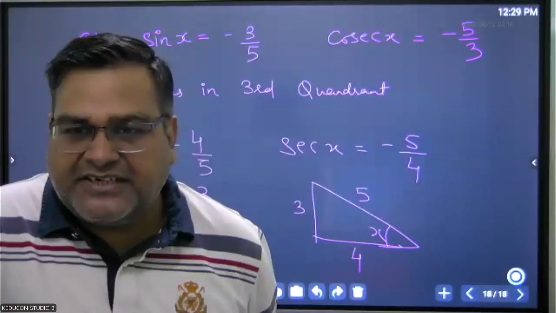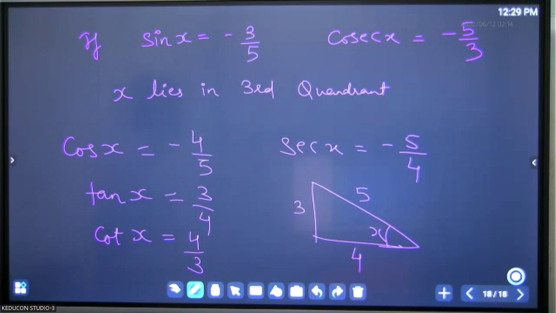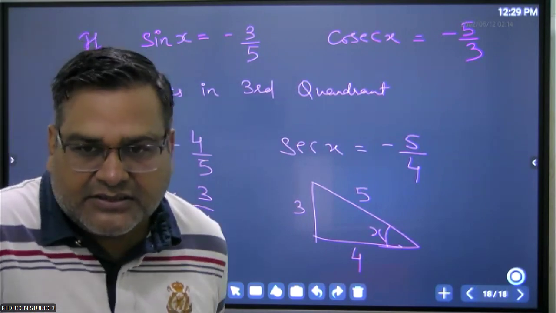One student has written secant -5/4 twice. Yes, secant is -5/4, but cosecant you should have written. Any doubt, children?